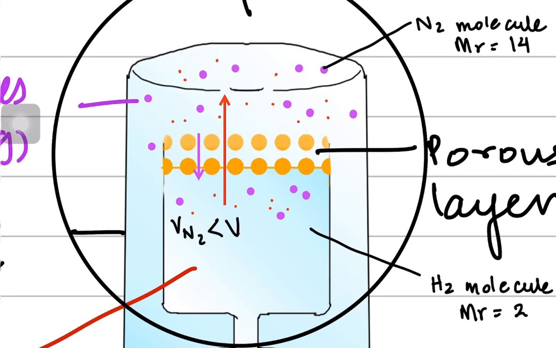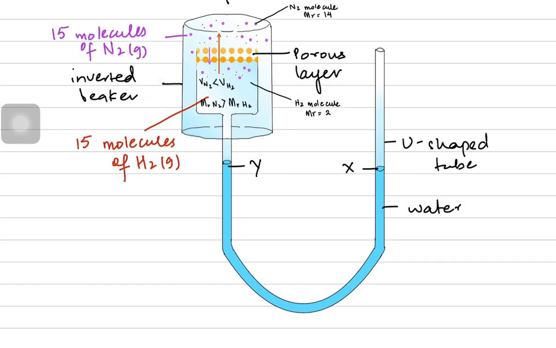So the velocity of nitrogen is very less compared to the velocity of hydrogen. This is because the molecular mass of nitrogen is very much compared to the mass of hydrogen. So by the end of it, only a few molecules of nitrogen have moved towards the porous spot, but a lot of hydrogen molecules have moved outside the porous spot into the beaker.